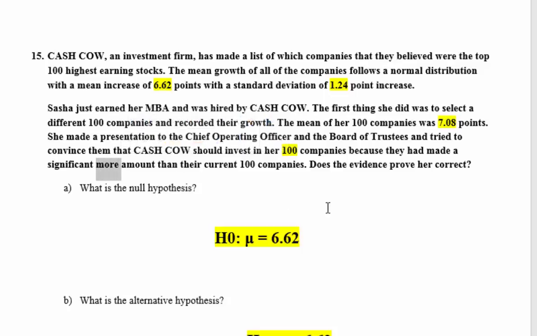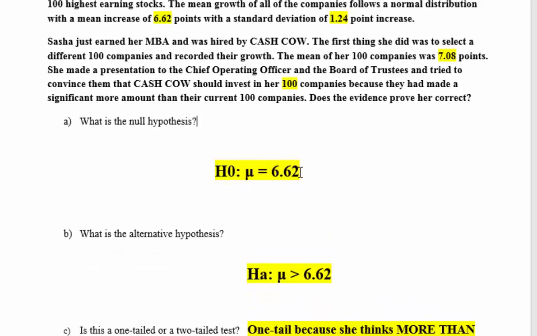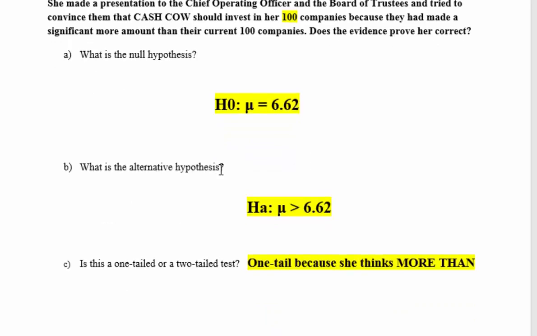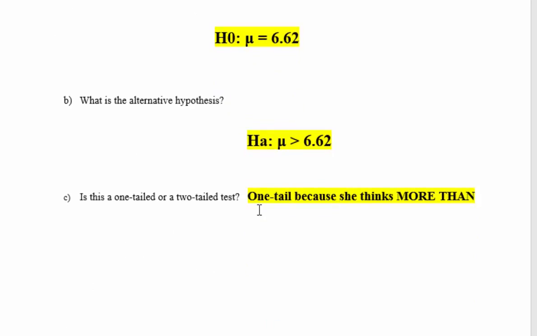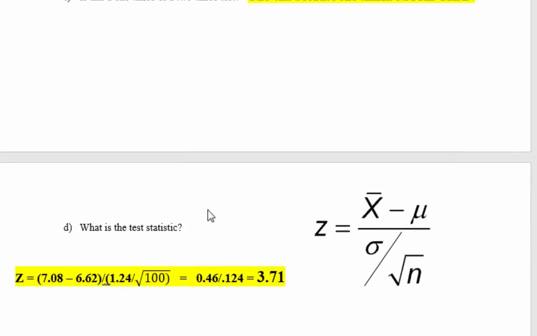So that makes it a one-tailed test. So here's the null hypothesis: the mean states that the mean is 6.62. The alternative is the mean should be greater than 6.62. It is a one-tailed test because she believes that her outcome is going to be greater than. We have to calculate the test statistic, right?